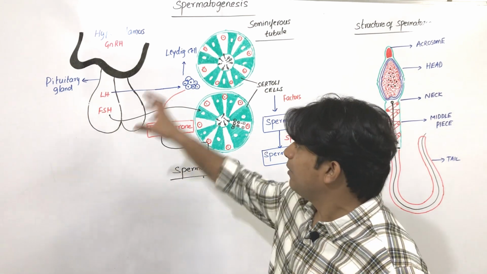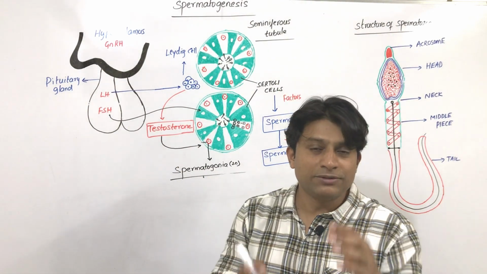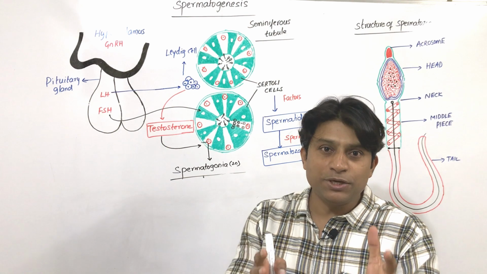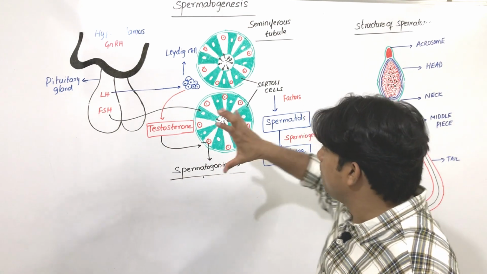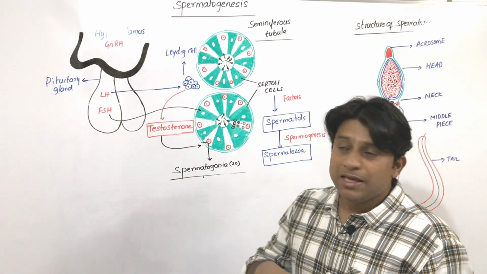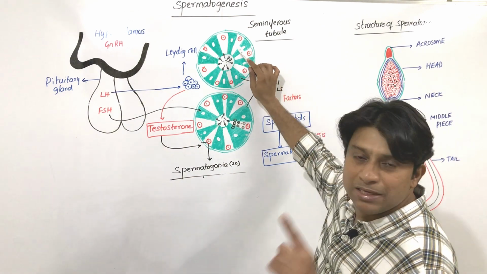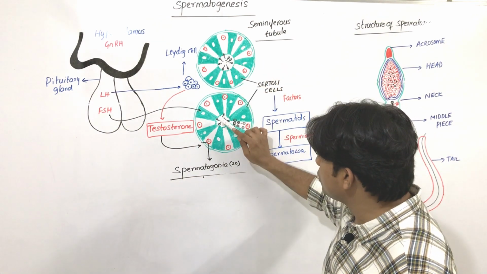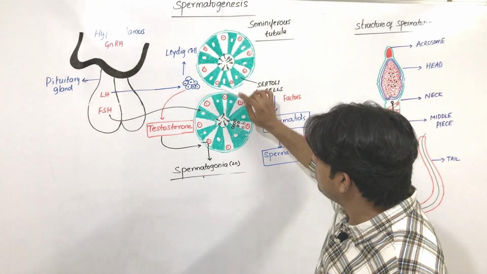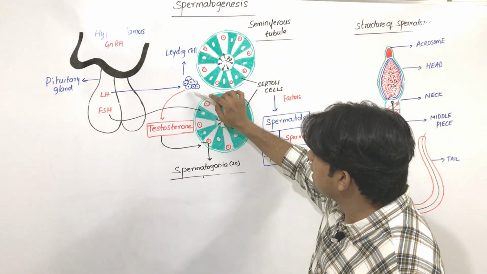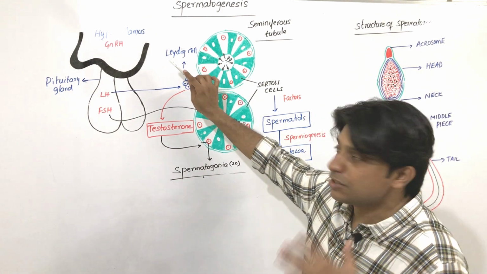Now these hormones enter into the testes. Testes are male gonads which are the sites for spermatogenesis. In the testes, there are structures known as seminiferous tubules. This is a seminiferous tubule. This is also a seminiferous tubule. In between the seminiferous tubules are present interstitial cells. We call them Leydig cells, which are also known as interstitial cells.